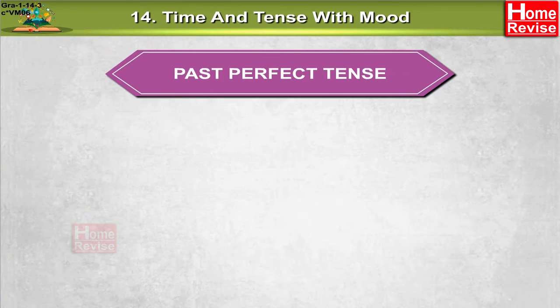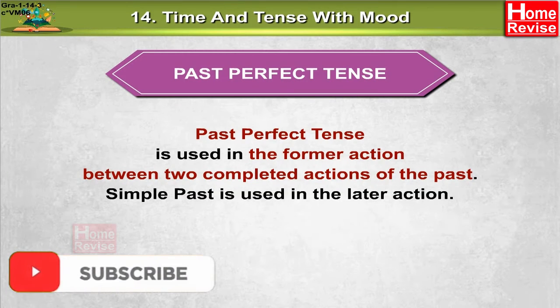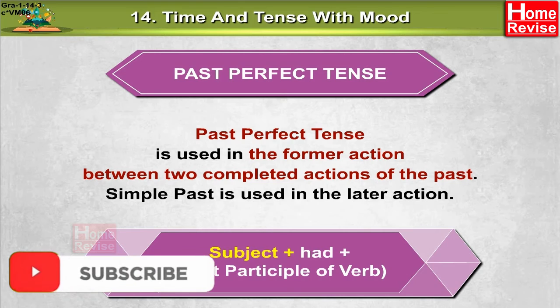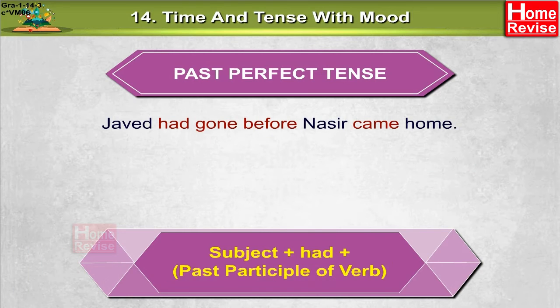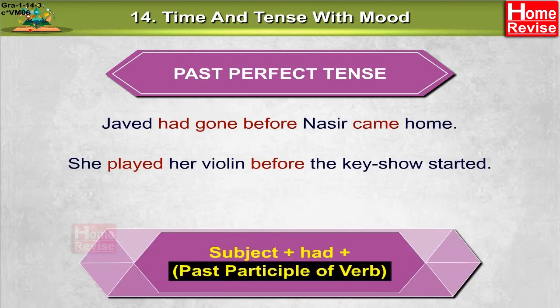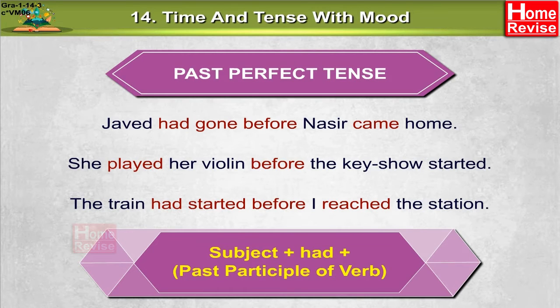Past perfect tense. Past perfect tense is used in the former action between two completed actions of the past. Simple past is used in the later action. Subject plus had plus past participle of verb. Javed had gone before Nasir came home. She played her violin before the show started. The train had started before I reached the station.